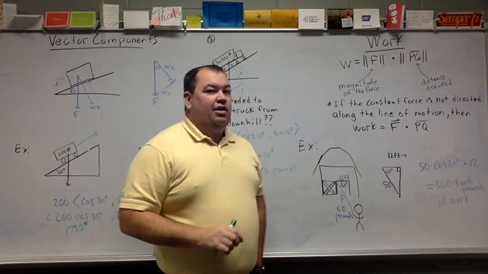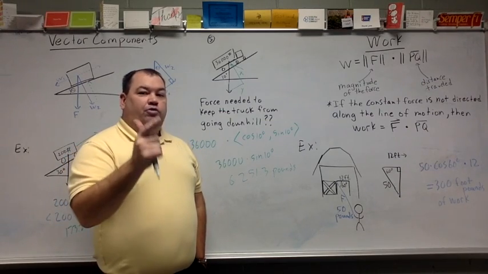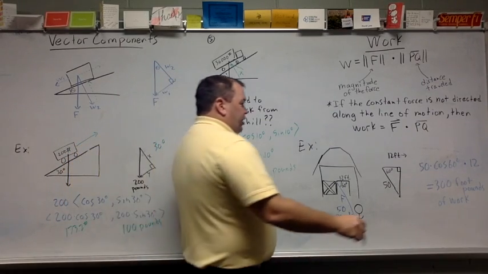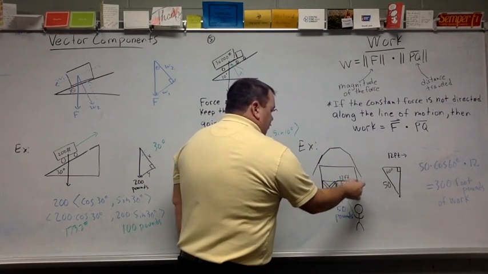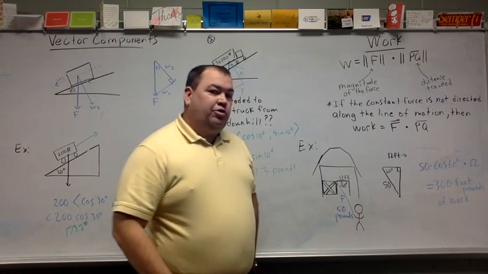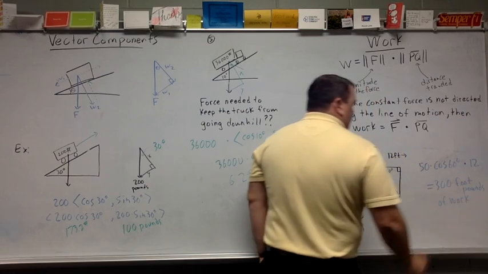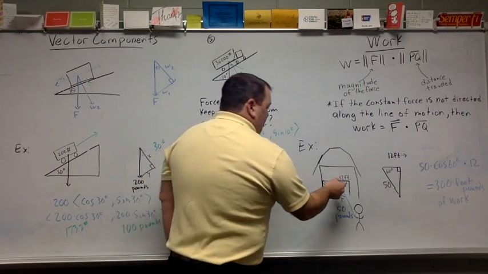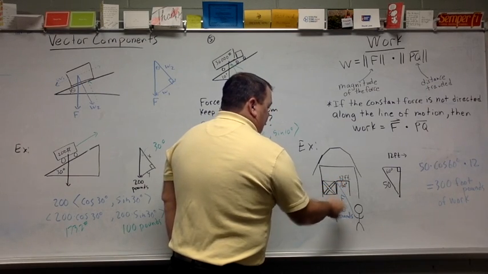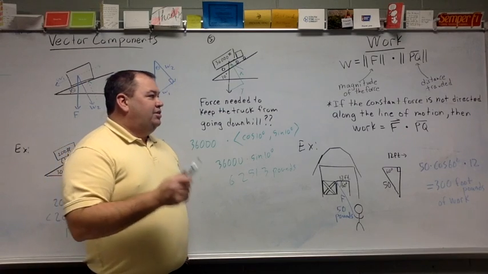Now the label is kind of interesting for work because work is a force over a distance. So we're going to take the pounds in my force and the feet in my distance, and we're going to list this as 300 foot-pounds of work. There was definitely a force being applied in the y direction, but the door didn't move in the y direction, so there is no work. You can't have work without a distance traveled.